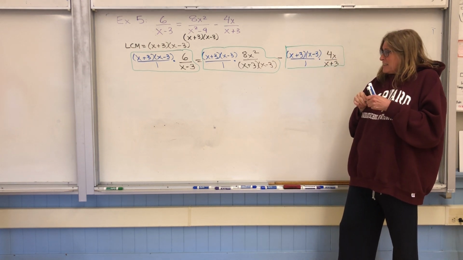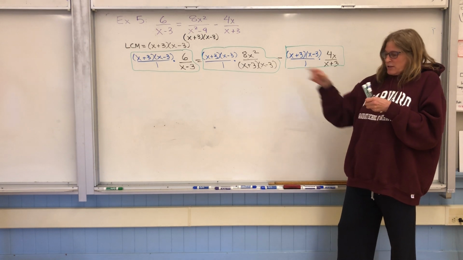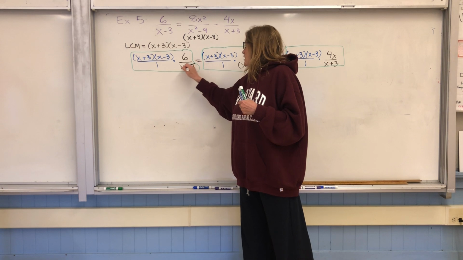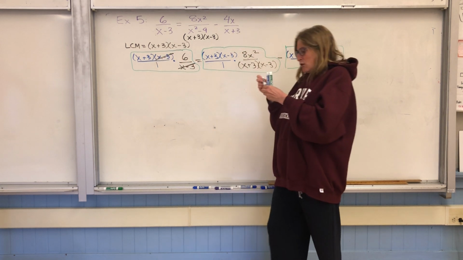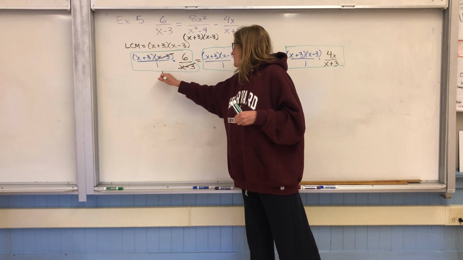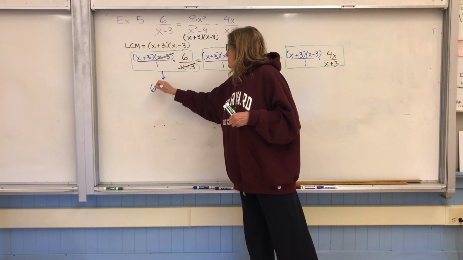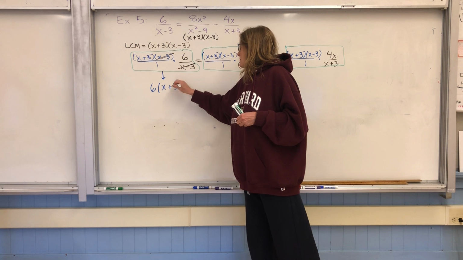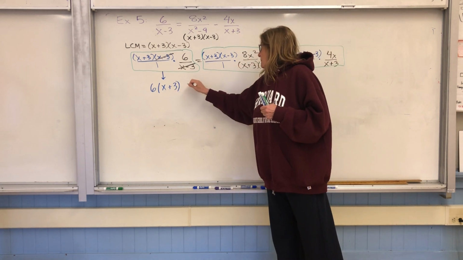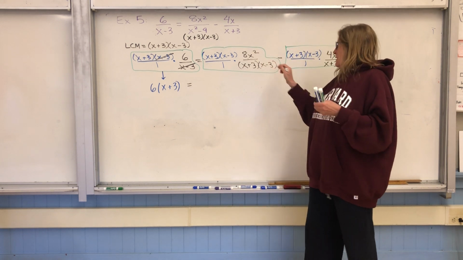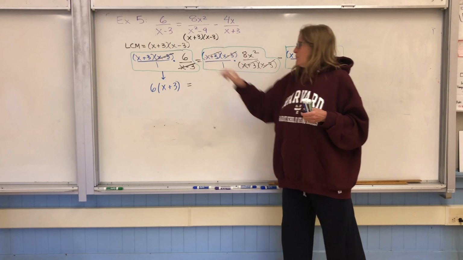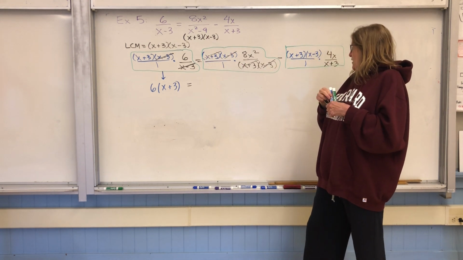So let's see what we can get rid of over here in our first little group. Well, I can get rid of the x minus 3's. So those are out. So what I'm left with here is 6 times x plus 3. All right, and then I got my equals. Ooh, this is great. Look, boom, boom, boom, boom. All I have here is 8x squared.